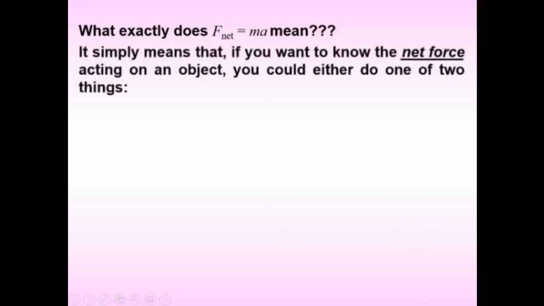So what exactly does F net equals ma mean? It simply means that if you want to know the net force acting on an object from outside, you could do one of two things. One of them we did yesterday. What did we do yesterday in the two worksheets? What did we do to a bunch of forces? We added them up as scalars or as vectors?